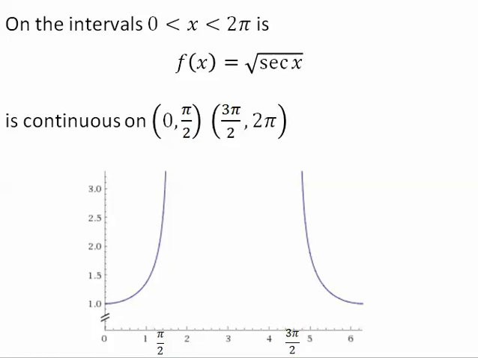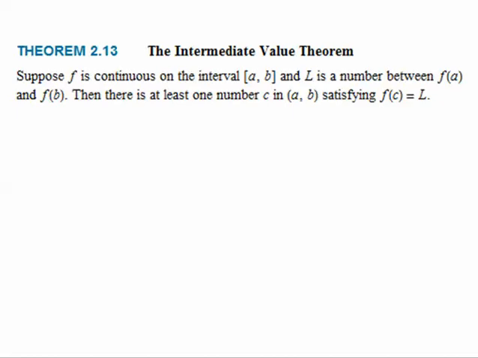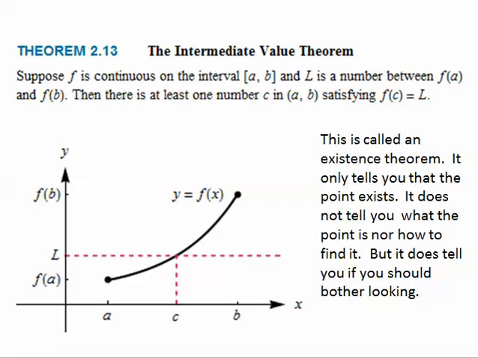One remaining issue to discuss is the intermediate value theorem. Suppose f is continuous on the closed interval from a to b, and suppose L is a number between f of a and f of b. Then there is at least one number c between a and b satisfying f of c equals L. So if you have a function that's continuous from a to b, and L is between f of a and f of b, then there has to be a number c between a and b where f reaches that height of L. Let's look at an example.